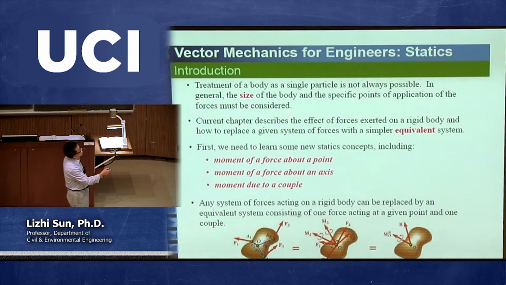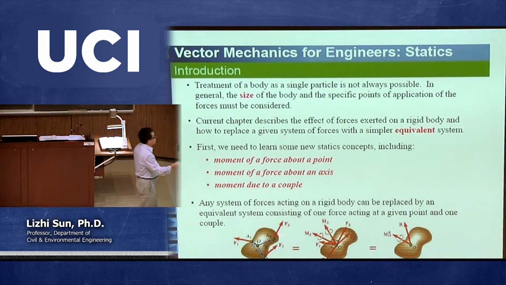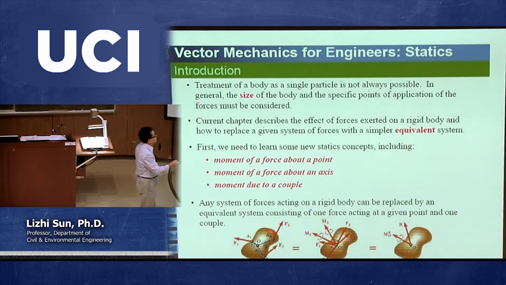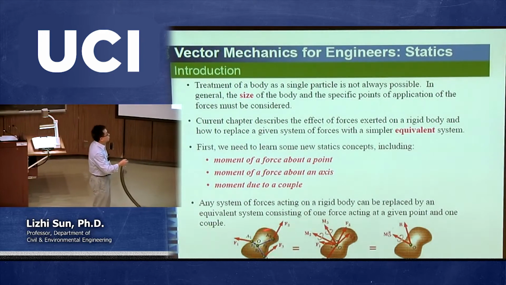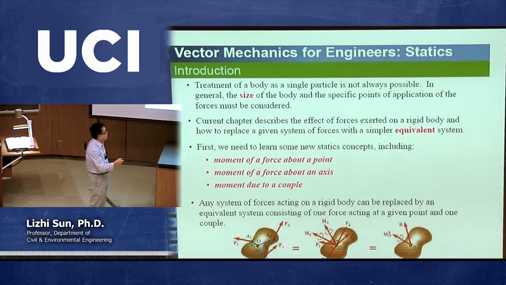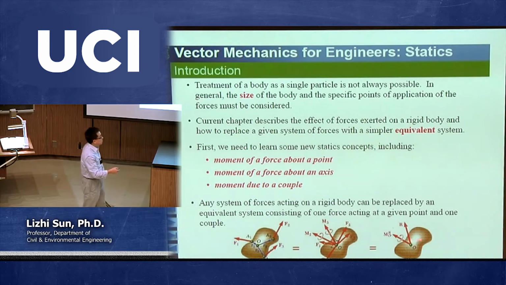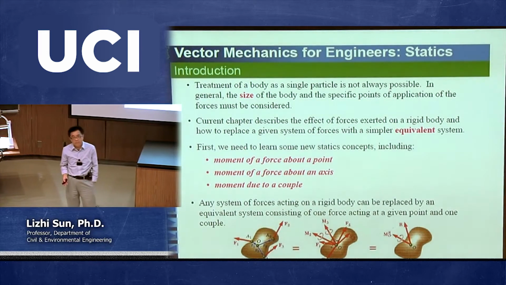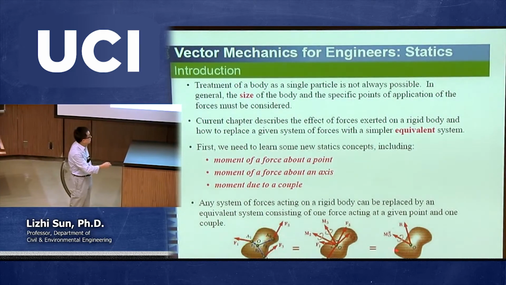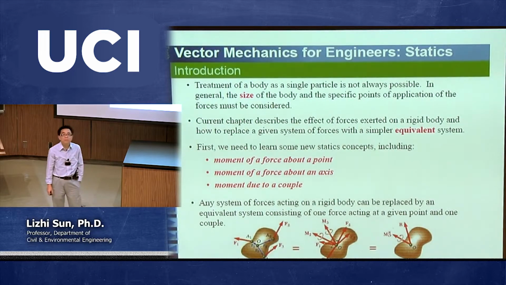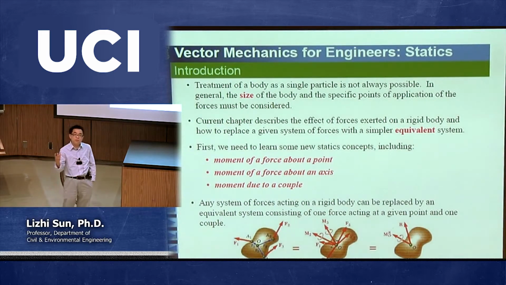Of course, the final goal in this chapter is to do something like this. In reality, there are a lot of forces acting on the rigid body, but we want to simplify this scenario so that we finally end up with just one equivalent force and one equivalent moment. This altogether is equivalent to this one, but it's much easier to deal with because you only have one force and one moment. So the maximum is 2 quantities.